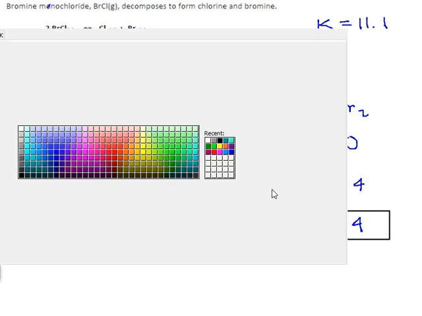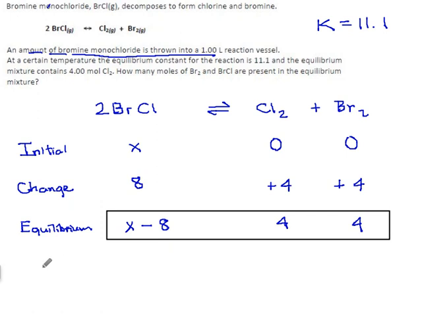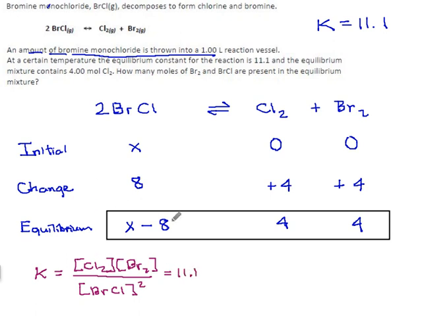Because we know our equilibrium law for this reaction is K equals, what is it? Chlorine times bromine divided by bromine chloride squared, and that has to come out to 11.1. Well, we know most of these numbers. We know chlorine is 4. Bromine's also 4.